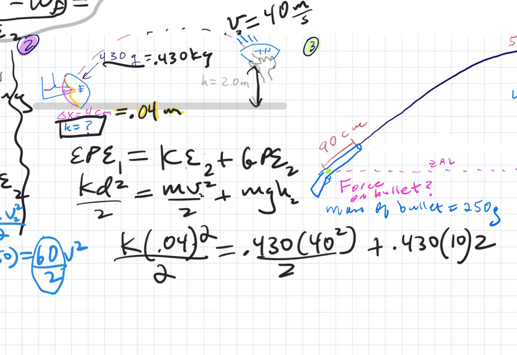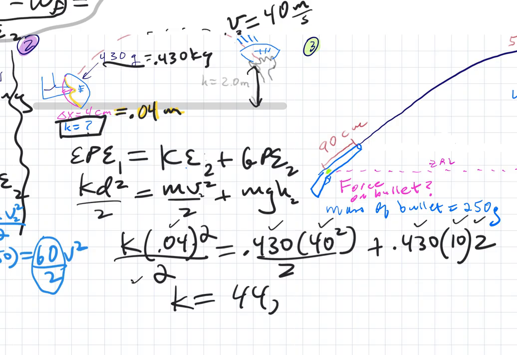So what I did was 0.430 times 40 squared divided by 2 equals, plus 0.430 times 10 times 2 equals, times 2 to get rid of the 2 on this side, divide by 0.04 squared to get rid of the 0.04 squared on the top here. That equals K. And so I get it equals 40.